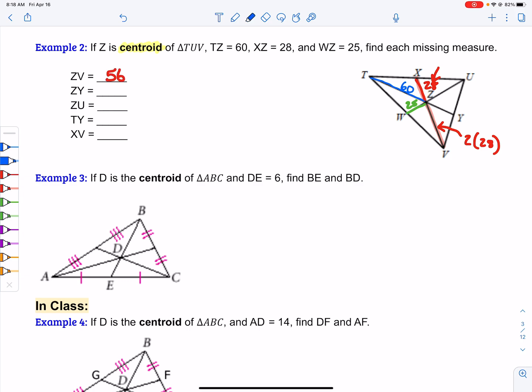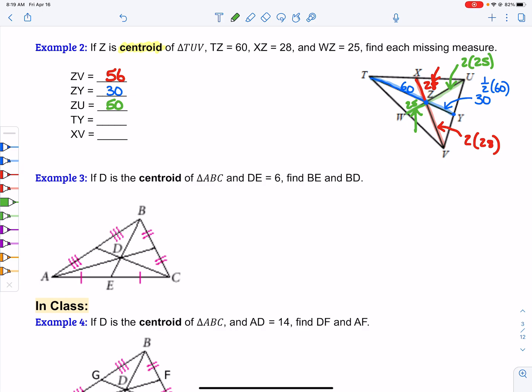All right. Then they asked us for ZY. ZY is part of this blue median TY. And we know TZ equals 60, which is the longer piece of the median. So this shorter piece would be half of that. So that would have to be 30. I'm just going to write that was half of 60. That's where I got 30 from. And then ZU is on the median UW or WU. Notice it's the short piece of the median, so the longer piece of the median would need to be twice that size, twice that length. So that would be 50.